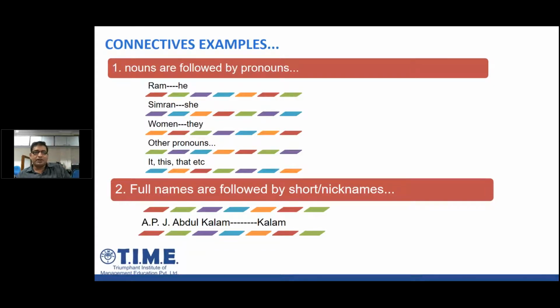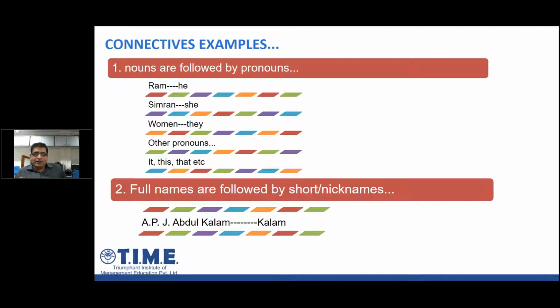For example, Ram is mentioned and then I go ahead and mention he. Simran, then I say she. Women, then I say they. And then other pronouns are also there. I'm sure you know that. It, this, that, etc. All these are pronouns. So the moment you see a pronoun, he, she, it, they, this, that, these, etc., immediately look for the noun they may be referring to and establish crucial links. That's the best connective method.